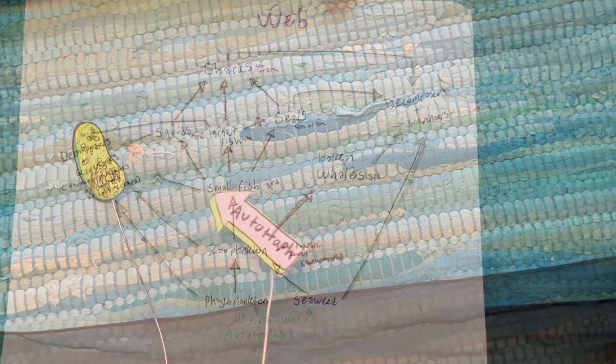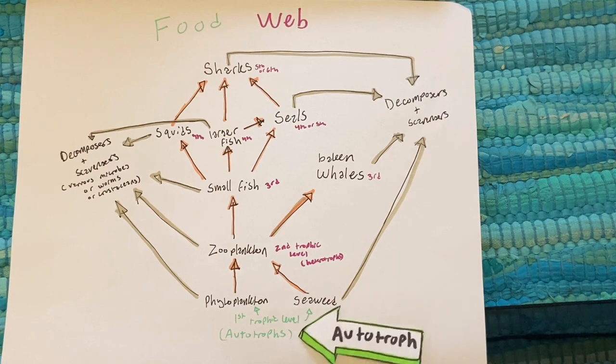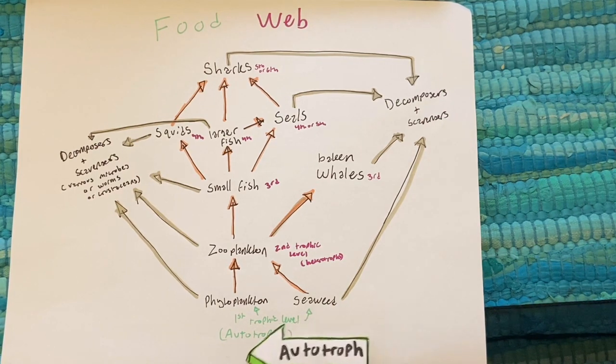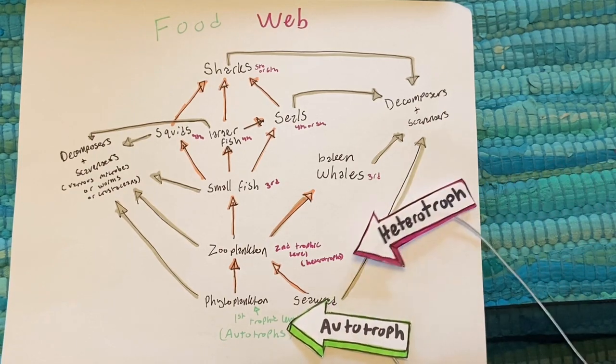Because Philip makes the energy he needs on his own without needing to eat other organisms, we call him an autotroph, or a producer. Autotrophs are often at the bottom of the food web, being eaten by other organisms, which are classified as heterotrophs or consumers.